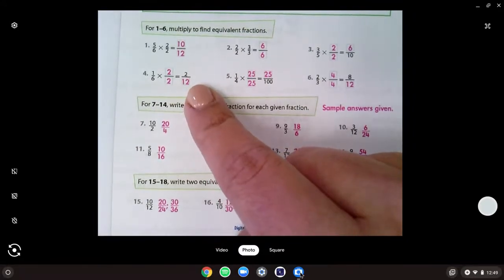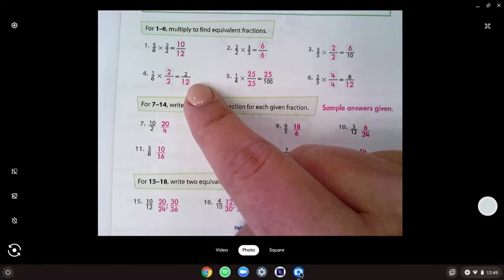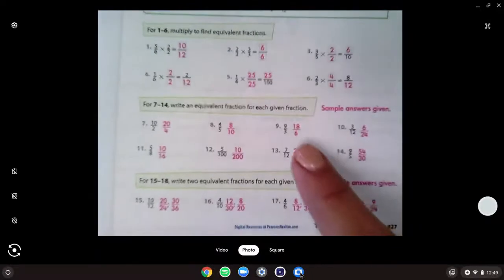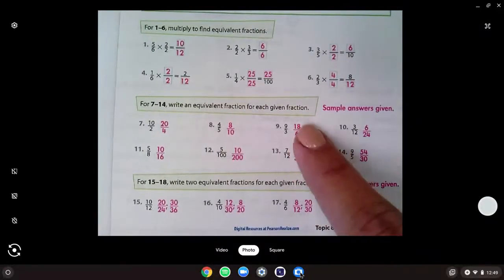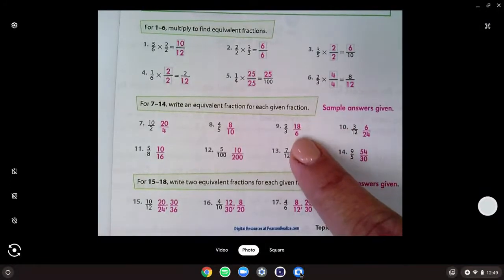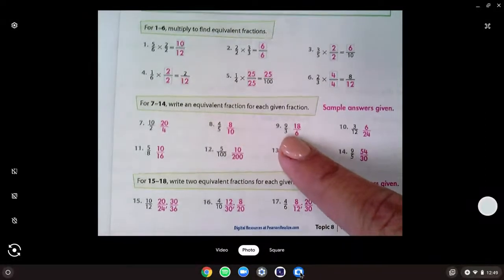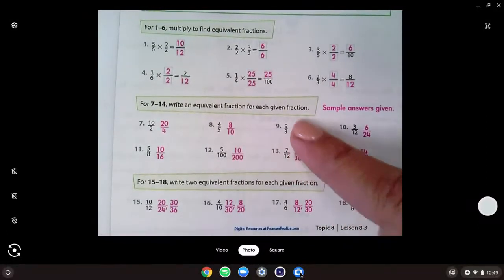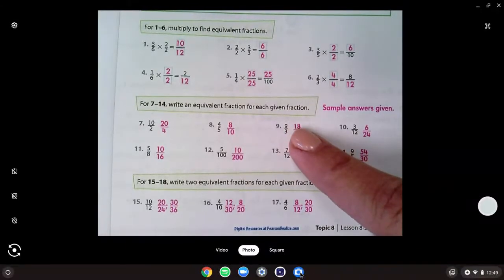Zach? No, none on these ones, but number 9, why did you make it improper? The sample one that they give is 18/6. And Zach noticed that that's improper. Why is that one improper? Why is the answer improper? Take a look. Is your answer improper? Yes. Yeah. I put it like this.